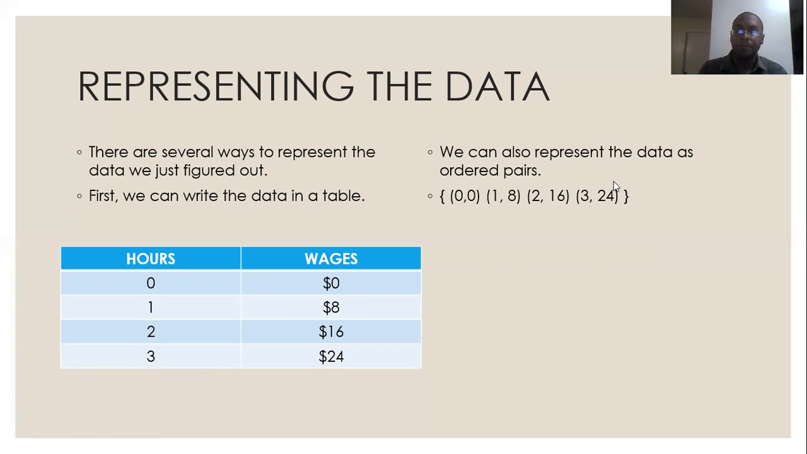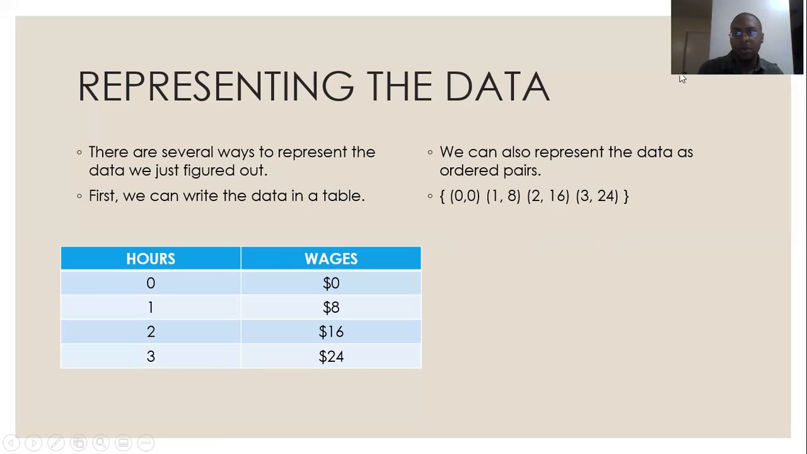Another way I could write it is like this. Those are ordered pairs, right? We did that in chapter 3. We basically took a table and made ordered pairs. Go back to chapter 3. You have the PowerPoint for that. If you go back to chapter 3, you'll see there's this thing we did. All right. So (0, 0), (1, 8), (2, 16), and (3, 24). That's okay.